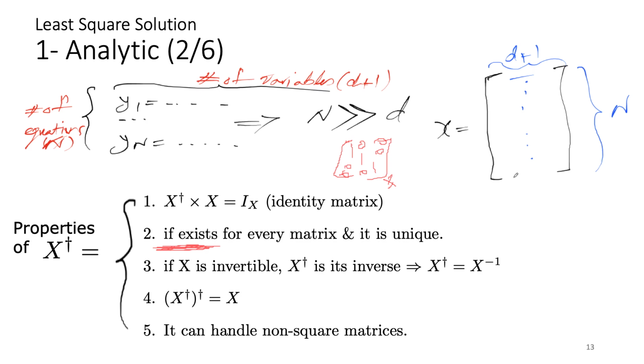Another property is that if you take the dagger of X dagger, you're going to return to X. And I mentioned it handles non-square matrices. Now we see some of the interesting properties. I'm sure there are thousands of those. You can find them perhaps in the ebook that I uploaded on Moodle, or just Google it. But what is interesting for us is that it handles non-square matrices, and the multiplication of X dagger and X is going to be an identity matrix. All right. Questions?